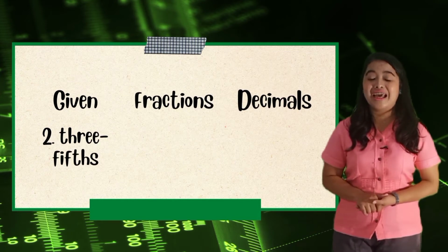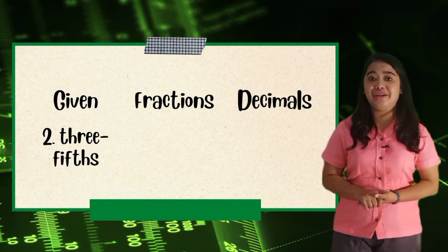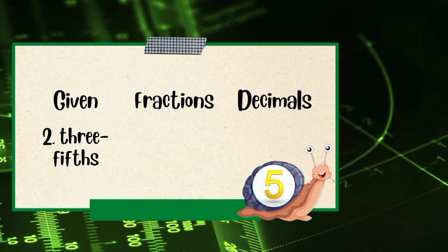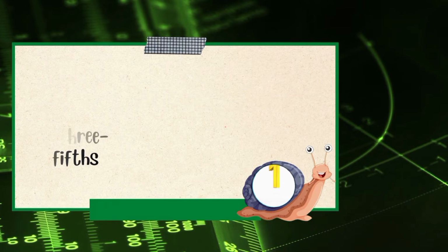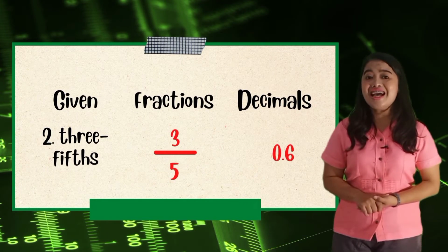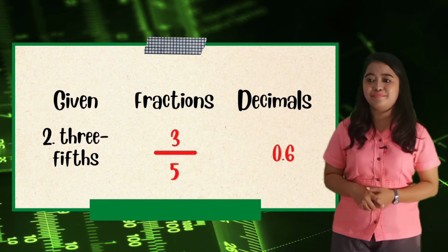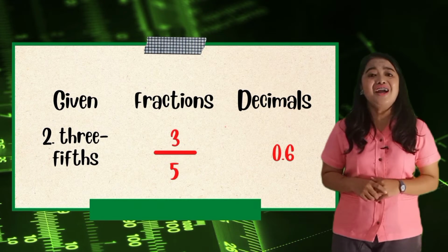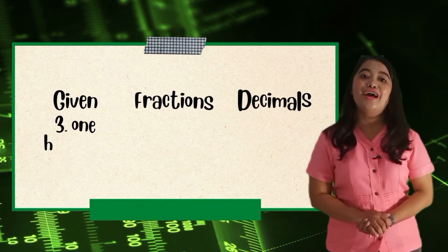Number 2. The given is 3/5. Timer! If your answers are like this, you got it right! Give yourself a resounding applause.